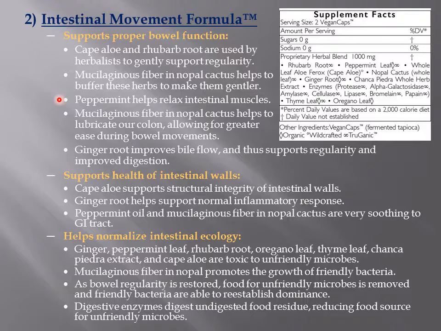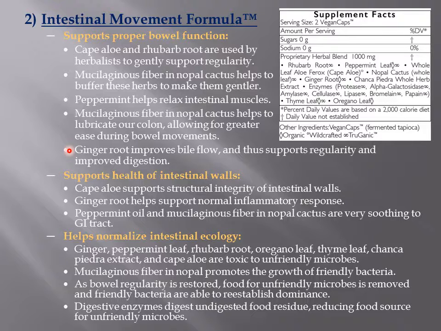The peppermint leaf also tends to help relax the intestinal muscles, preventing any sort of spasming from occurring. The mucilaginous fiber in nopal cactus helps to lubricate the colon and allows, therefore, greater ease during bowel movements. And this mucilaginous fiber also, by the way, helps to feed the friendly microbes that are in your colon, which are partially responsible for that peristaltic motion that helps produce bowel movements as well. And then finally, ginger root improves bile flow and thus supports regularity and improved digestion.